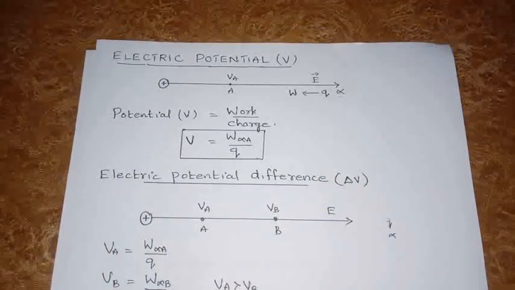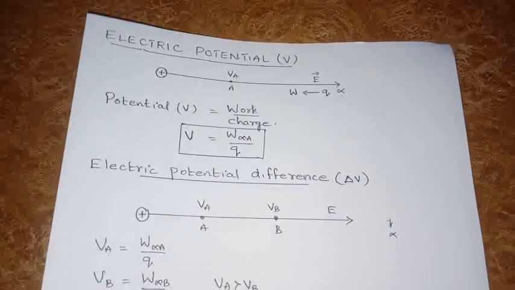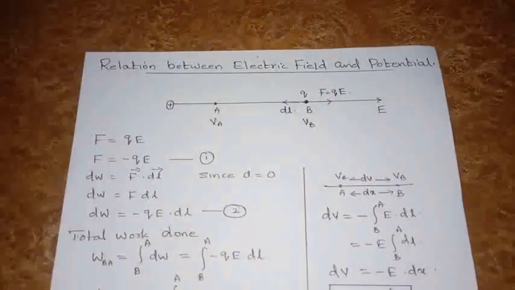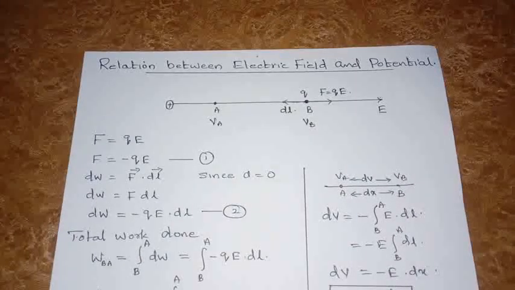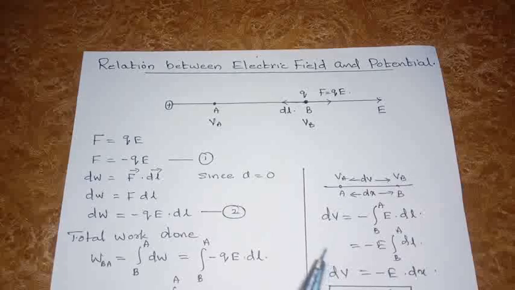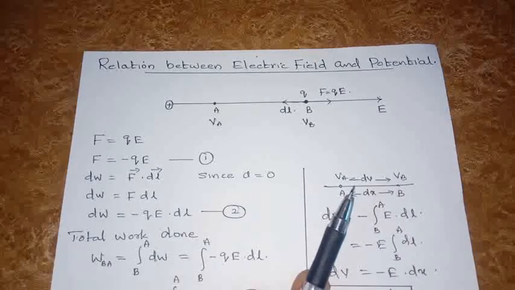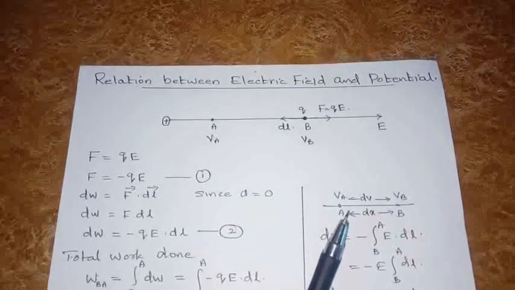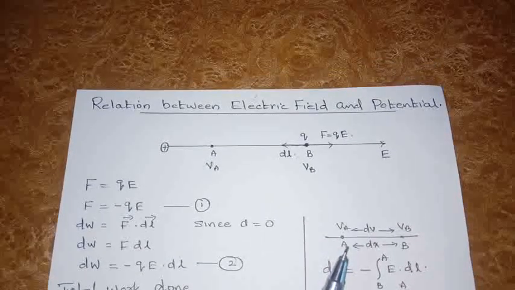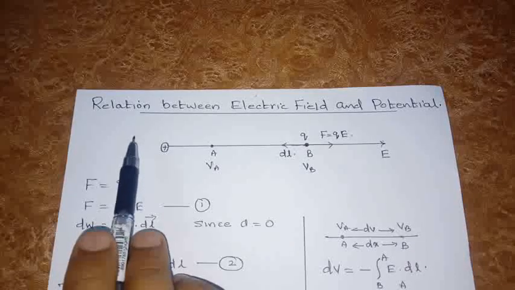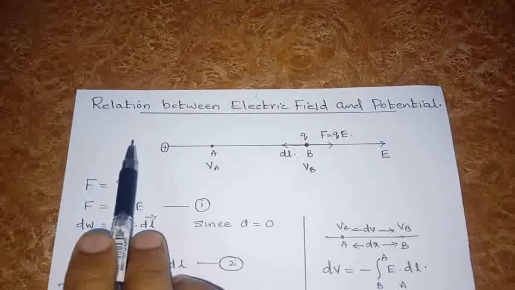Now, we already said the potential describes the same electrostatic region around a charge or a charge distribution, where the electric field also exists. So that means electric field and potential are very much related. Then what is the relation between electric field and potential? That is the next question.